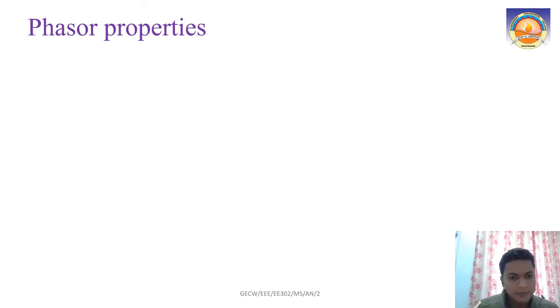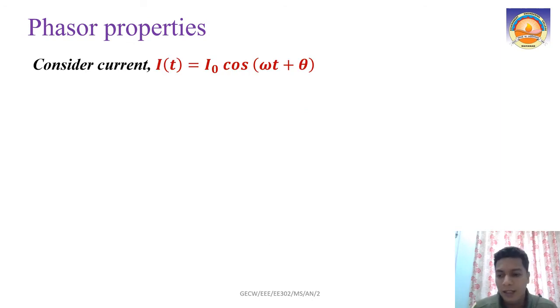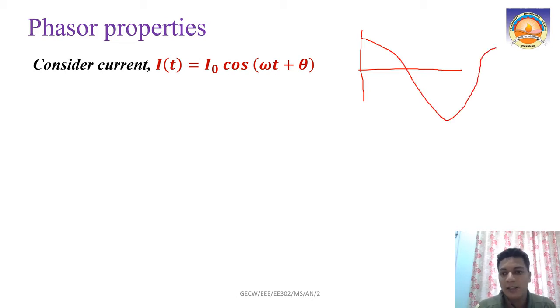Clear? Now in a similar fashion, let us consider a current. We have a current which is varying sinusoidally with respect to time. It is a cosine function, so let us say it is going like this, not exactly 90, and there is some theta also. So this is a cosine function with respect to time, I of t.